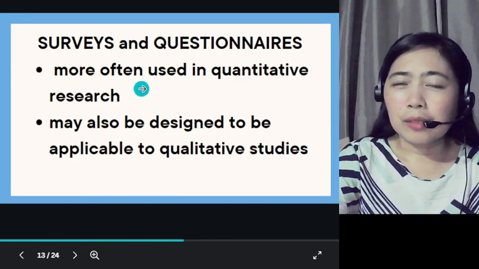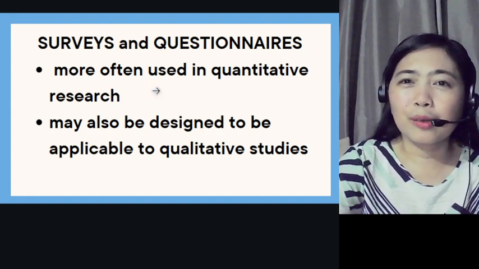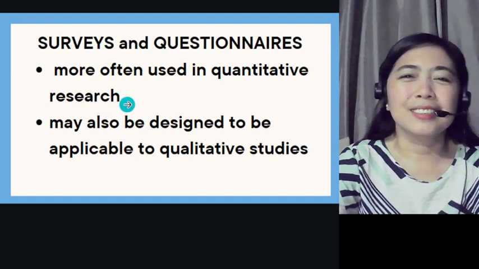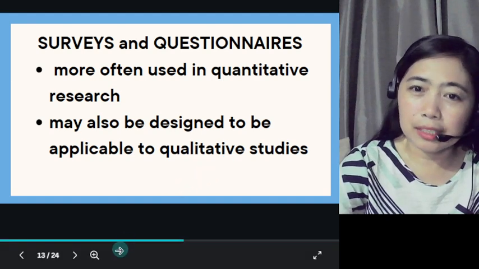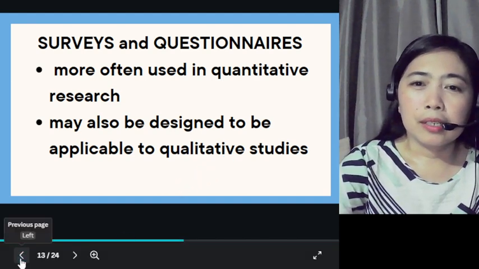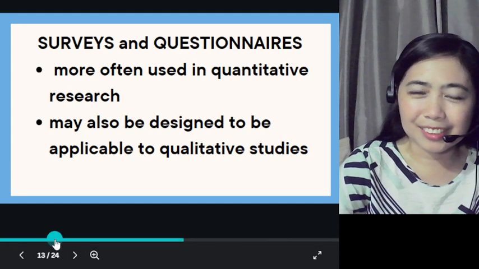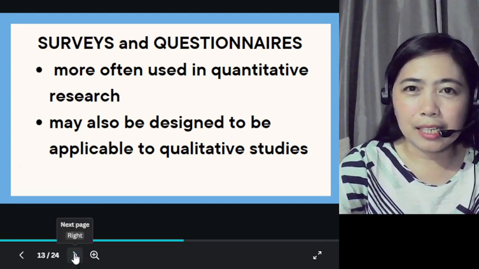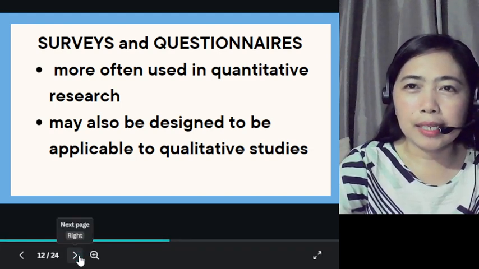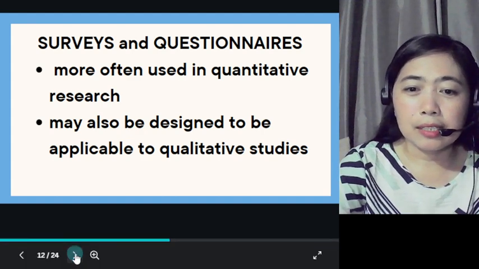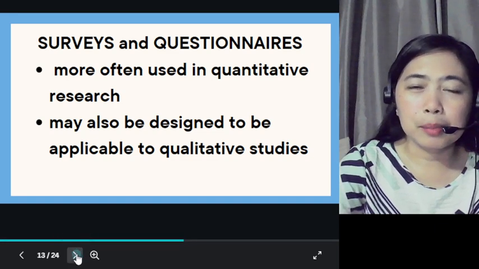For surveys and questionnaires here, these are also another methods, but they focus on the quantitative research. Okay, so here, survey and questionnaire. It may also be designed to be applicable to qualitative studies, but for quali, ato ta focus sa katong interviews, observations. Okay. So, dili kayo gamit sa qualitative ang kaning surveys or questionnaires. Okay, kay more of, again, ang pag-narrate nato sa questions ba. Mas okay man to nga na interview gito nimo ang involved nga participants.